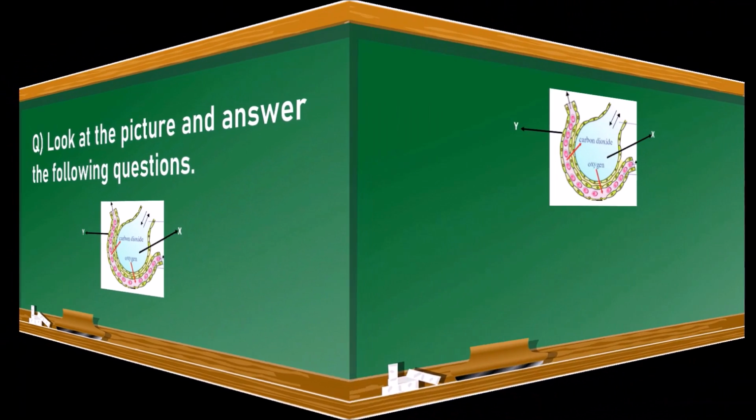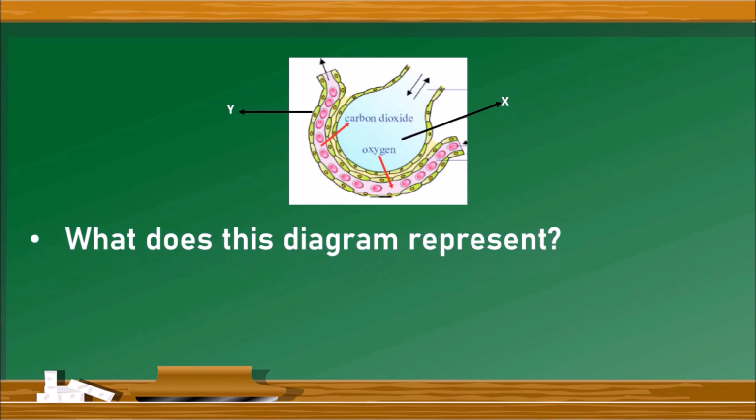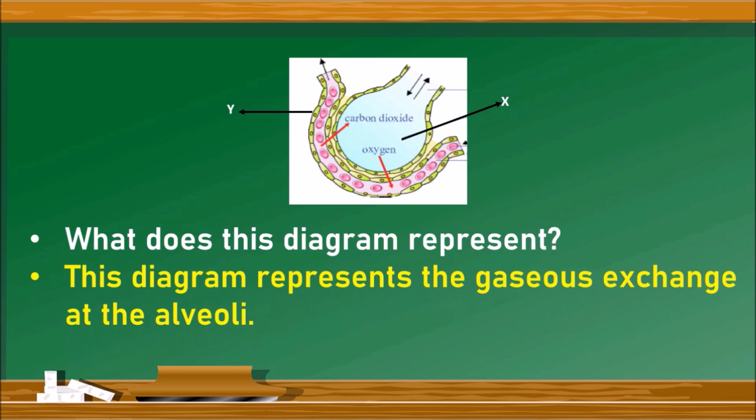The first question is, what does this diagram represent? This diagram represents the gaseous exchange at alveoli. We should not write just alveoli or blood capillary, alveoli surrounded by blood capillary. So that will not be the proper answer. This diagram represents especially the gaseous exchange at alveoli.